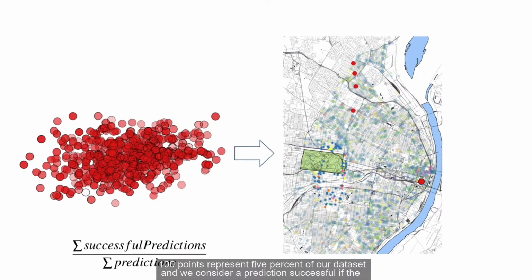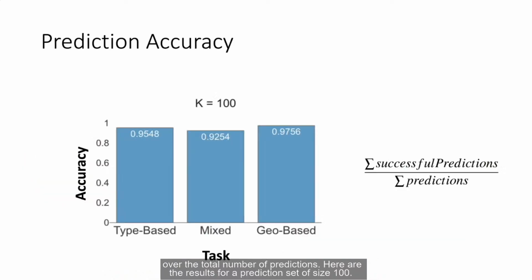100 points represents 5% of our dataset, and we consider a prediction successful if the next click falls within this prediction set. Now, even though in this talk I'm only going to be considering a prediction set of 100, in the paper we include prediction sets of 50, 20, 10, 5, and even 1. So to calculate our accuracy, we look at the total number of successful predictions over the total number of predictions. Here are the results for a prediction set of size 100.